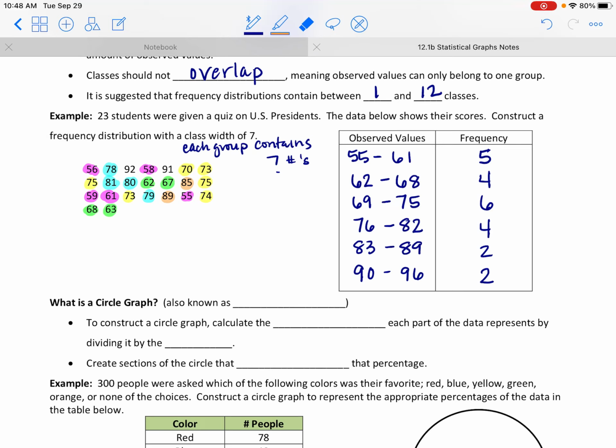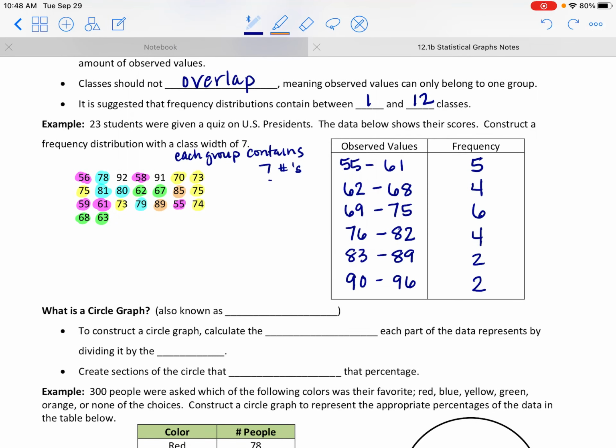Now, the point, again, is to try to organize the data, and this kind of shows us we definitely have more lower quiz scores than higher quiz scores. We have a higher frequency on this end of the distribution than on this end. And we can also see where most of our students landed. Most of them landed in the 69 to 75 range. So this is a good way to get a snapshot of what's happening with these quizzes, is to put them in what we call a frequency distribution.